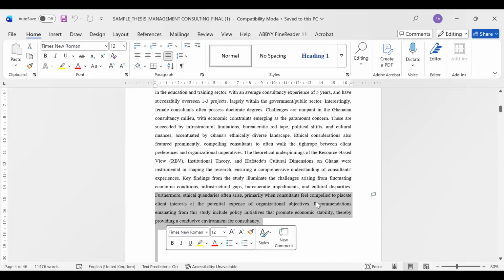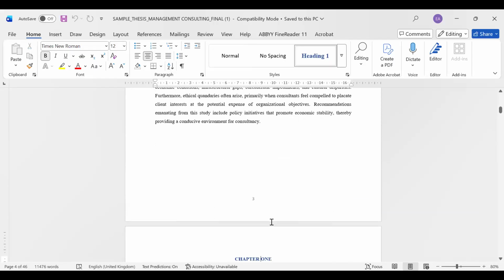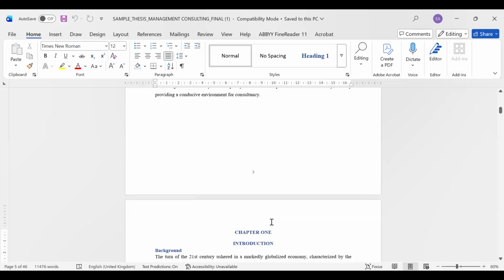And then recommendations is the last. So this is the arrangement of the information in the abstract. The abstract is the last thing that is written after you finish the entire work.